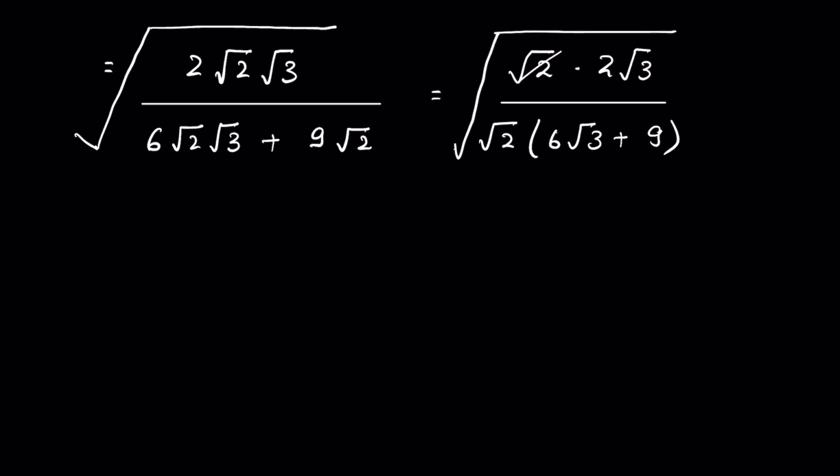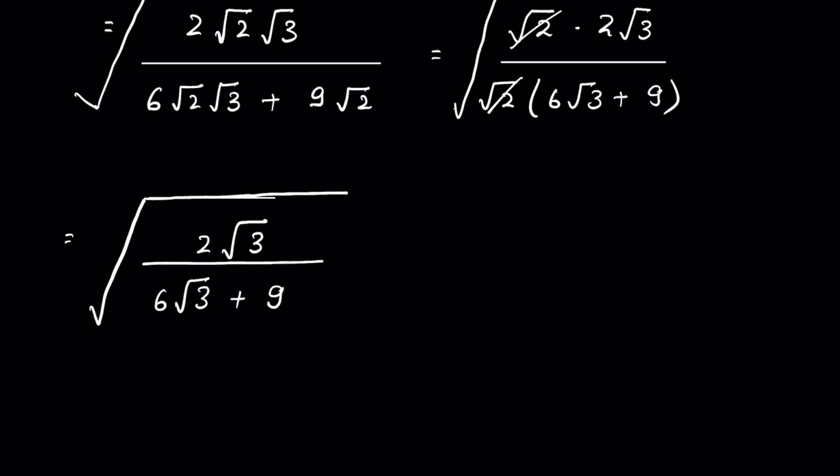Now square root of 2 is the like factor, so we can cancel it. So it is 2 times square root of 3 upon 6 times square root of 3 plus 9. Now to further simplify it, we need to rationalize the denominator. So we multiply and divide by the conjugate of the denominator.